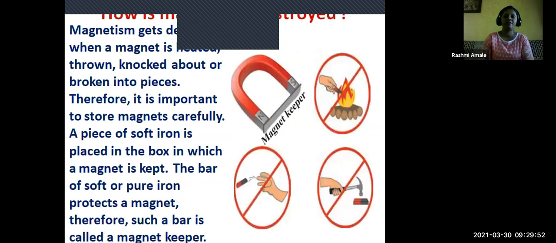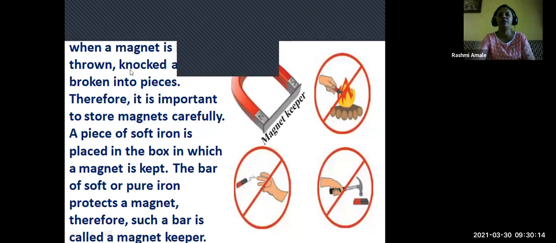How is magnetism destroyed? This also you should know. Magnetism gets destroyed when a magnet is heated. Remember, children, when a magnet is heated, thrown, knocked about or broken into pieces, it will lose its magnetism. So you should avoid all these things. You should not heat it, you should not throw it, you should not break it into pieces.